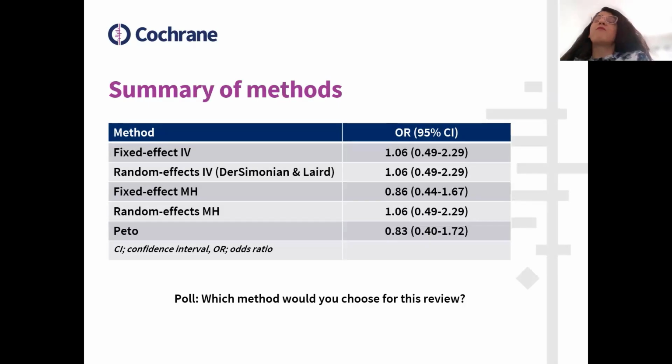Well, 45% of you answered none of these methods, but I would say that the Peto method might be a good choice here to analyze the data, and we will see why in the next slides. So these are the results.